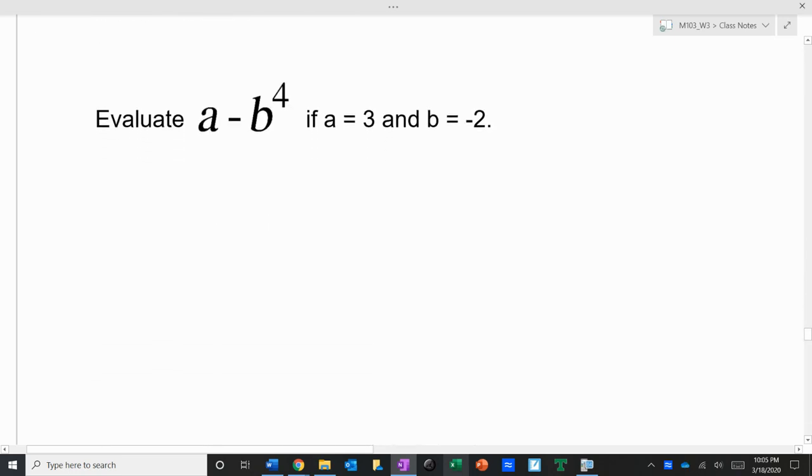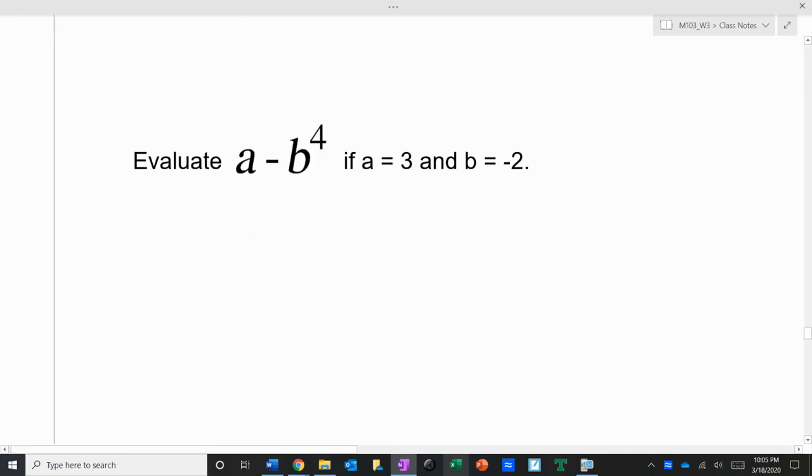All right, the third part of the homework, you're going to do some evaluating. So you're given an algebraic expression. You're going to have to substitute in values for the variable and just simplify. So here we have a minus b to the fourth power. So a is 3 minus b is negative 2, and that's to the fourth power.